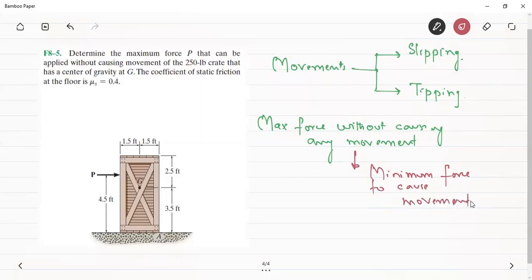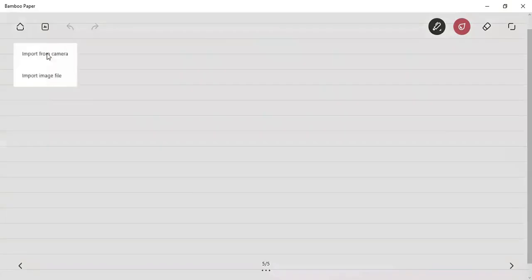Okay, so maximum force without causing any movement, the same question could have been asked as: determine the minimum force to cause a movement. In this case we have to check for two movements: one will be slipping and another will be tipping. Both cases will have different free body diagrams because the location of the normal reaction will be different for slipping and tipping. So first of all, let's see the case of slipping.